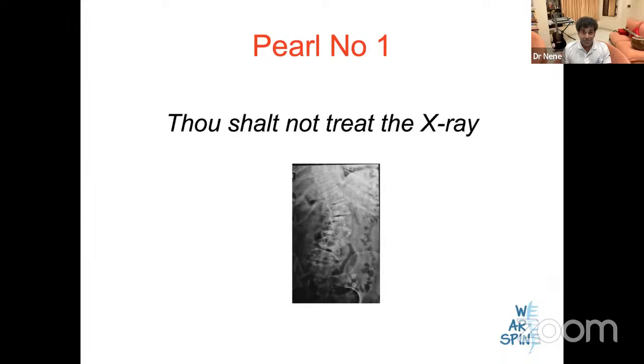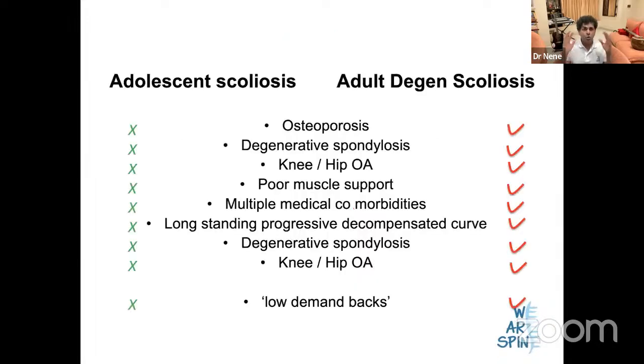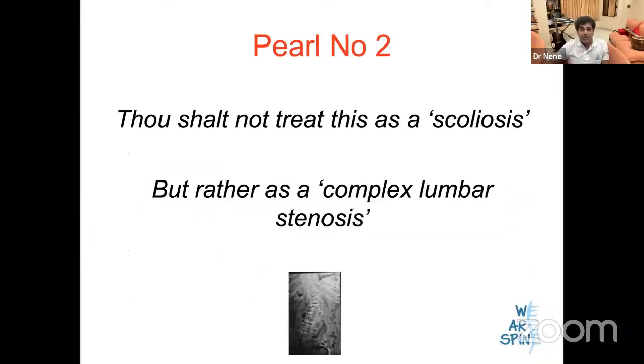You should look at the patient's complaints, because there's a huge difference. The word scoliosis makes you go on a different track. So instead of calling this a scoliosis, you can see there are so many differences, as you can see in this slide, between degenerative scoliosis and adolescent scoliosis. Unfortunately, both are called scoliosis. They're completely different diseases. So in your mind, just separate the two. Never try to call a degenerative scoliosis a scoliosis, but rather call it a complex lumbar canal stenosis. So you look at the person as a lumbar stenosis with some complexity. Don't look at it as a scoliosis with some nerve compression. And then you will start thinking right.